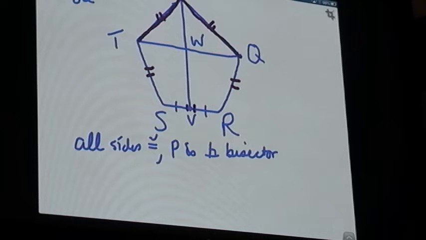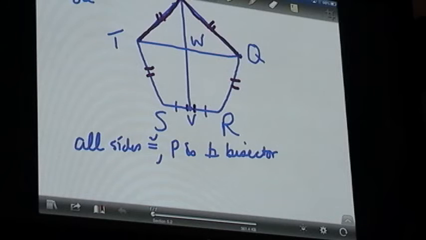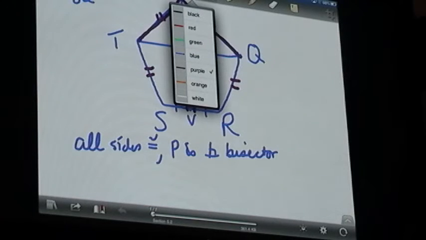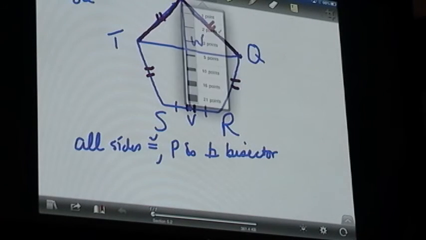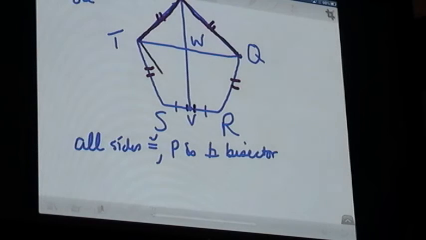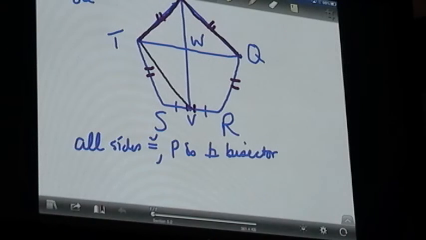Okay, then you're going to draw some extra lines in. And you can do that because 2 points determine a line. So you're going to draw in TV and VQ. Now right now you don't know anything about those 2 segments except that you're allowed to draw them because 2 points determine a line.